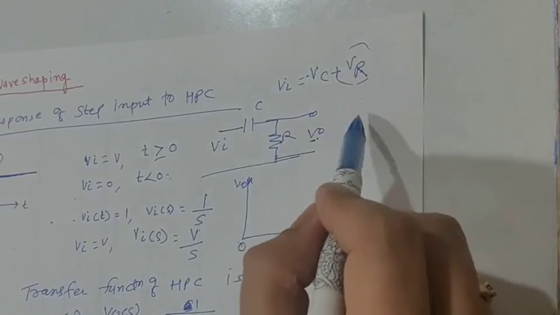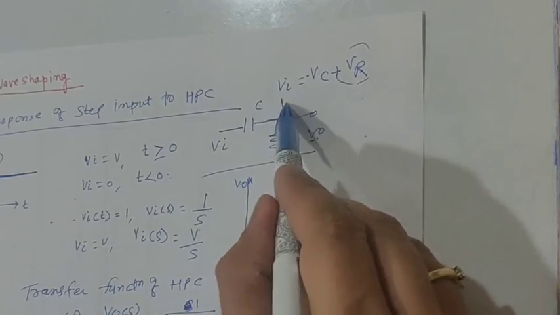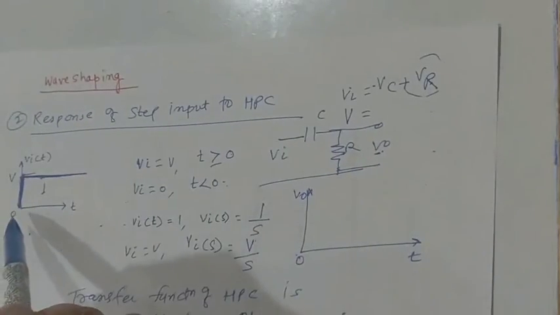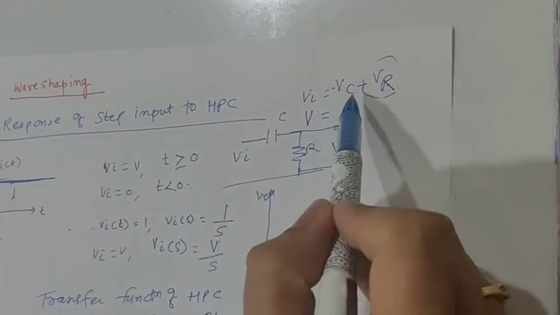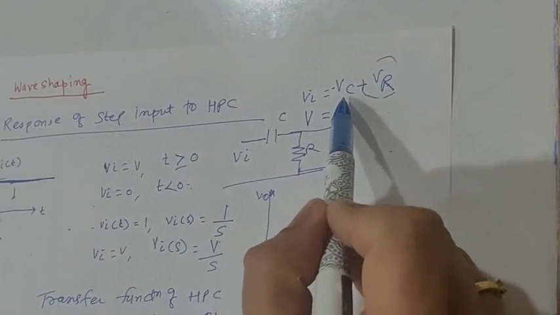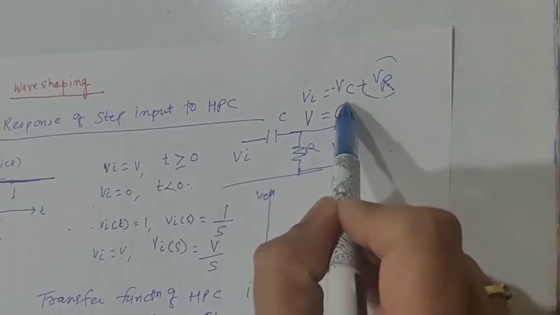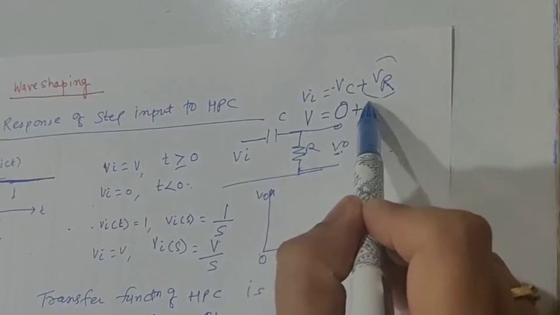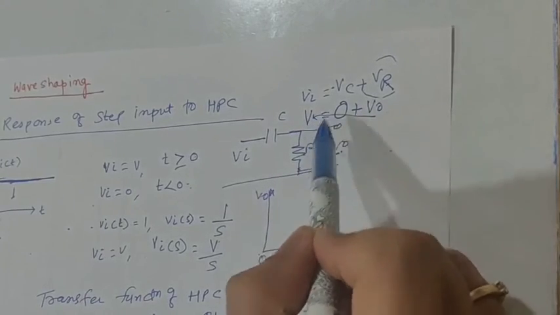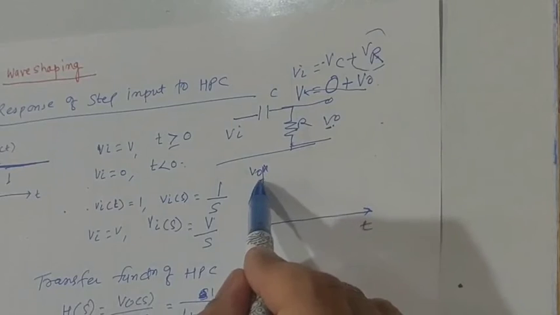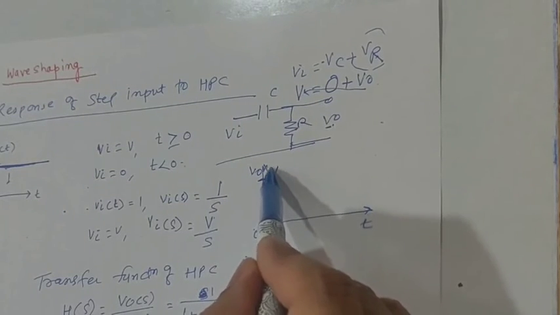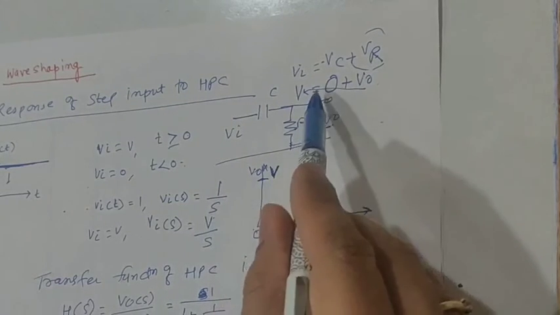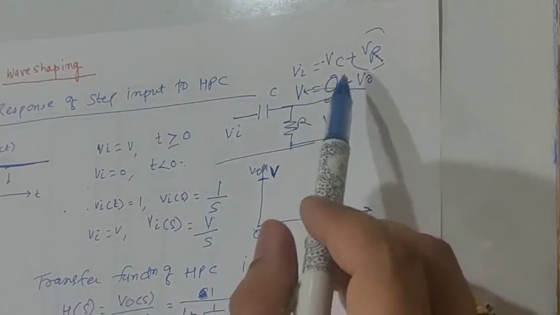So VR and V0 are the same. Now you applied V input at t is equal to 0. The input applied is V. Now the voltage across the capacitance cannot change instantaneously, so its value is going to be 0, and therefore V0 will be equal to V. So at t is equal to 0, the output is going to be V, equal to the input voltage, because the voltage across the capacitance cannot change instantaneously.